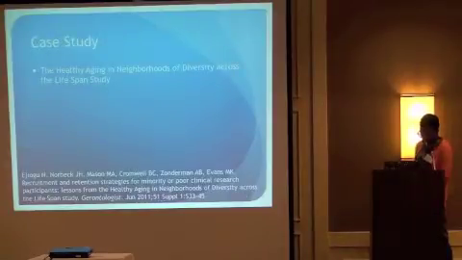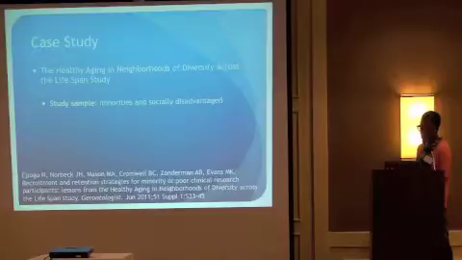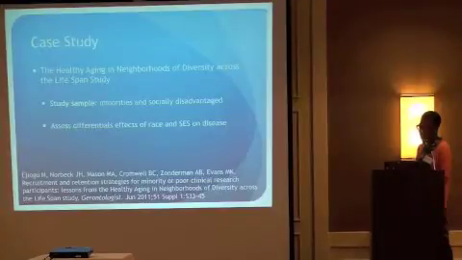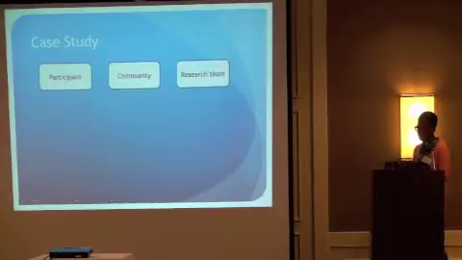So I want to just share quickly a case study that highlights a strategic approach that the investigators of the Healthy Aging in Neighborhoods of Diversity Across the Lifespan study used. So this study sample targeted minorities and socially disadvantaged, specifically African Americans and whites 30 to 64 years of age in the Baltimore area. And their objective was to assess differential effects of race and socioeconomic status on incidence of disease, health risk, morbidity, mortality, and their study was a longitudinal study over a 20-year period.